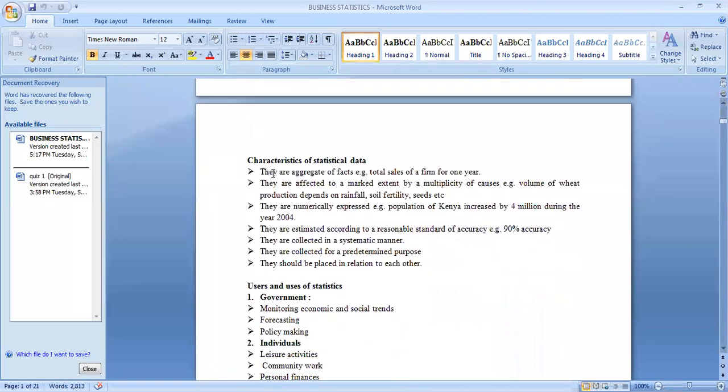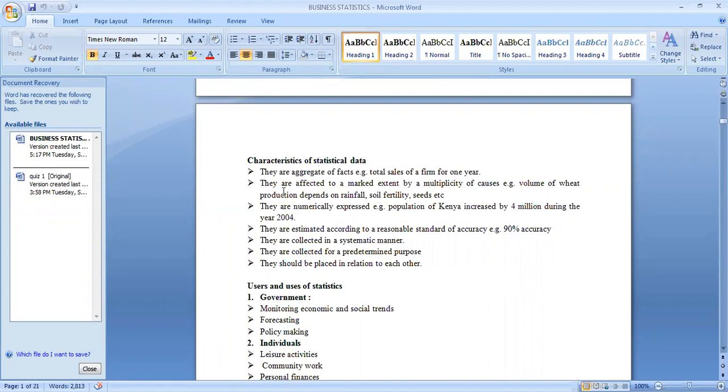Then we can talk about the characteristics of statistical data. One, it is an aggregate. For example, when we say that the mean in a particular class, in a particular subject, is maybe 50%, that is just an aggregate. It does not mean that everybody in that class scored 50, but we are trying to find where the majority of the students were lying.